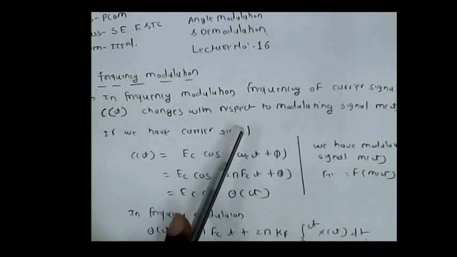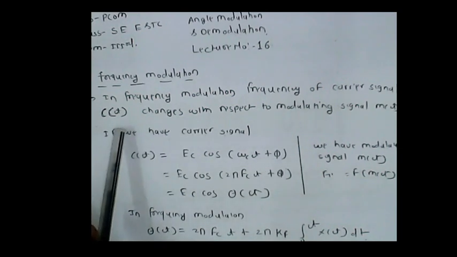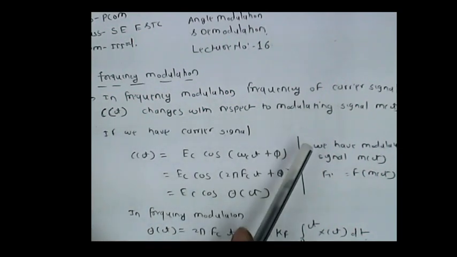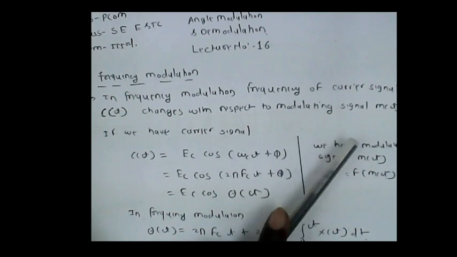In frequency modulation, the frequency of the carrier signal, that is c of t, changes with respect to the modulating signal, that is m of t. So the frequency of a carrier signal can be changed with respect to the modulating signal. Here the amplitude of a carrier signal will be constant. That is the biggest advantage of frequency modulation.